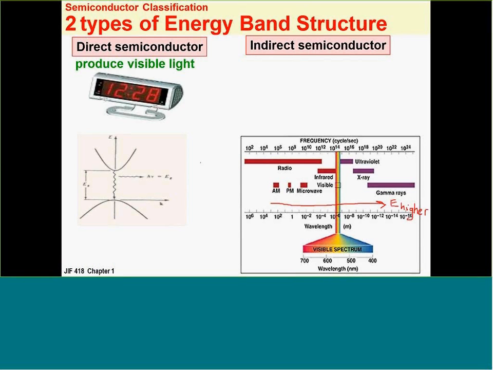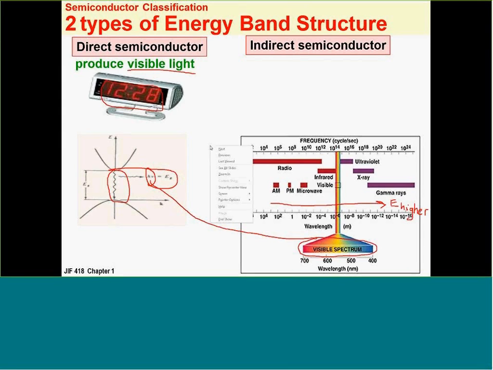So, if this gap gives hν, where the hν falls in the visible spectrum, then we are able to see it. So that's your LED, visible.